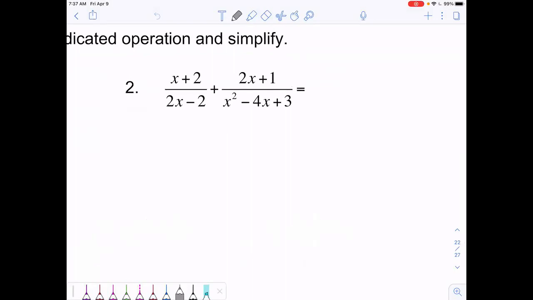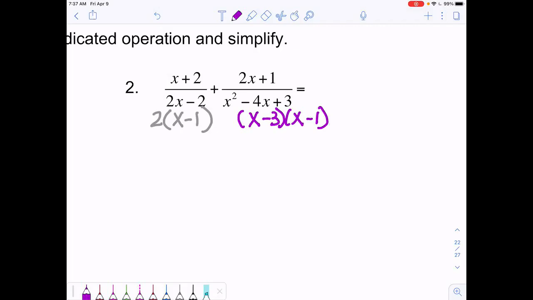So Jordan, how would you start by determining the least common denominator? What would the first step be? And how would you factor that? Take out 2. And then the second fraction, x minus 3. Excellent. So factor first.